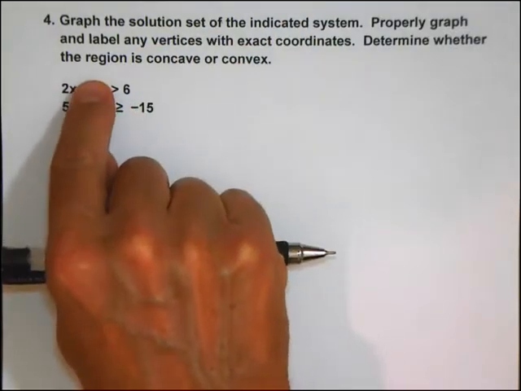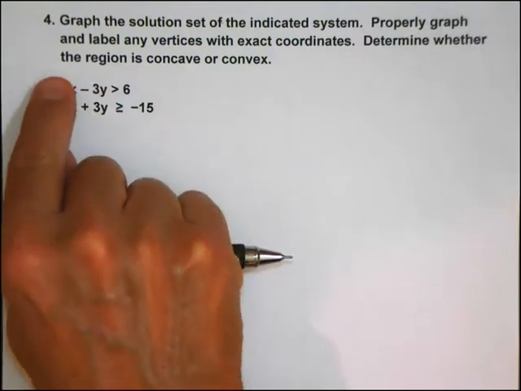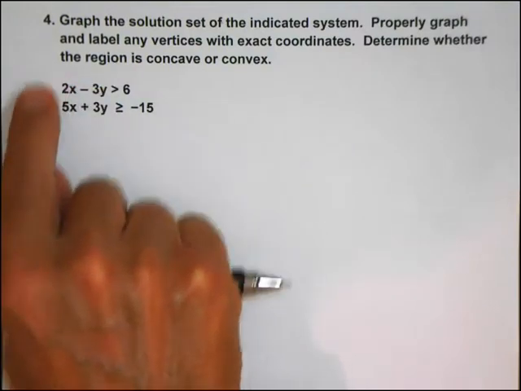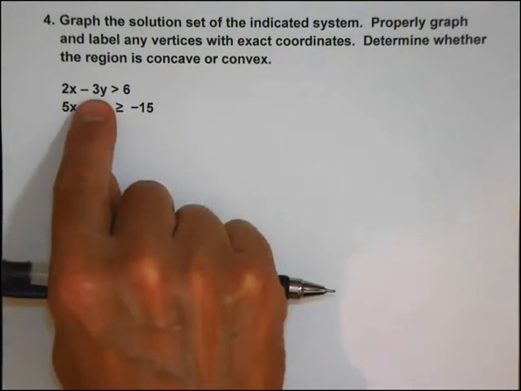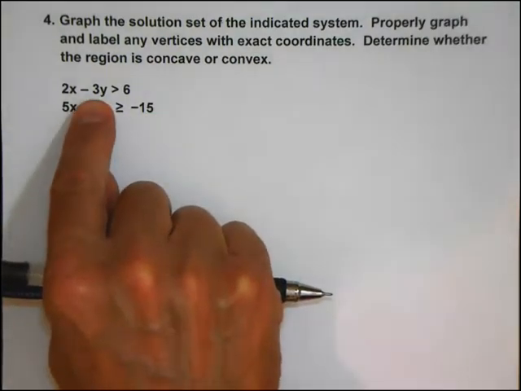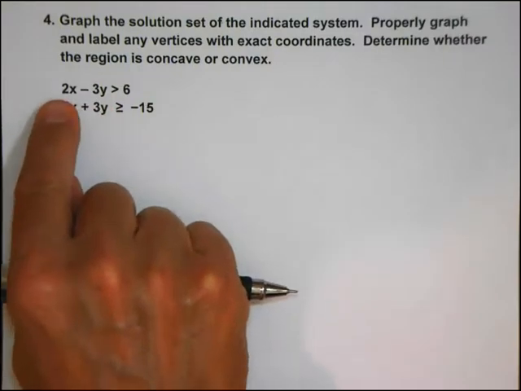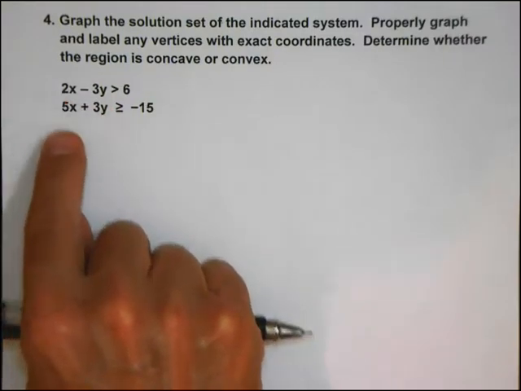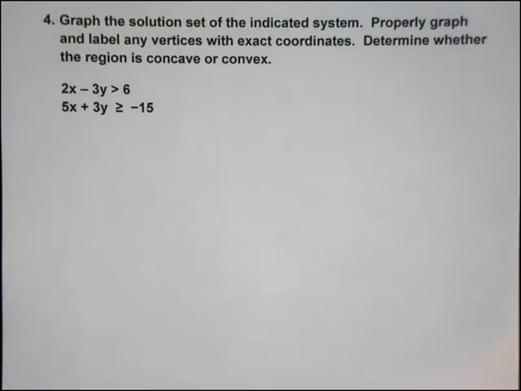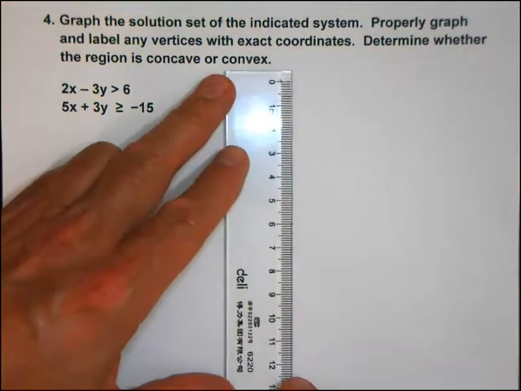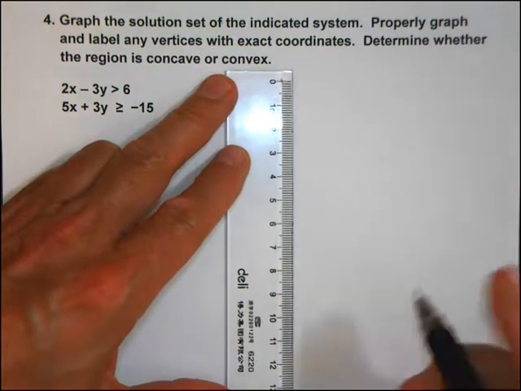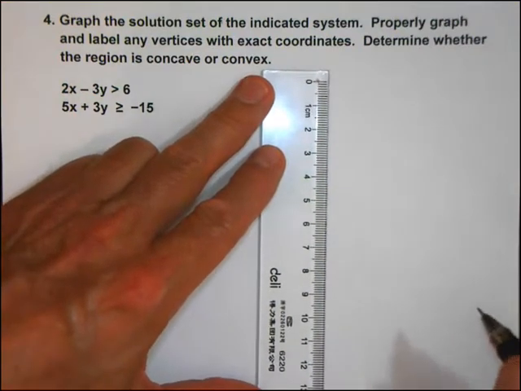If y is 0, x is 3. If x is 0, y is negative 2. For the boundary equation here, if y is 0, x will be negative 3. If x is 0, y is negative 5. Apparently a fairly small coordinate system, negative 5 to positive 5 for both axes, may work for us. It's hard to tell with a system of inequalities what's going to happen to the final region, but at least we can get these boundary lines to appear.